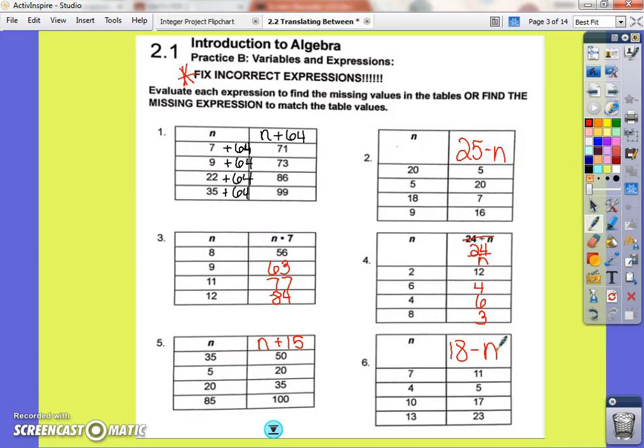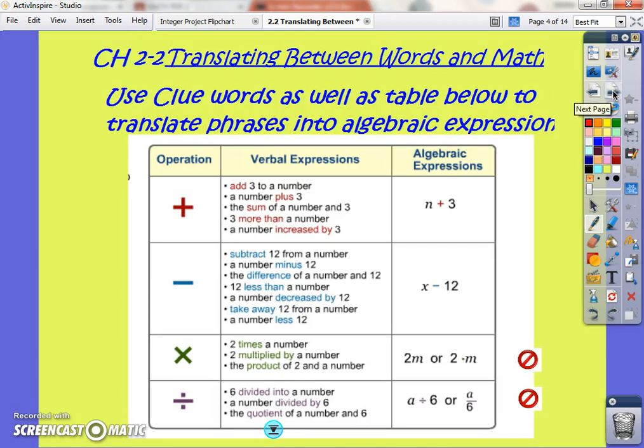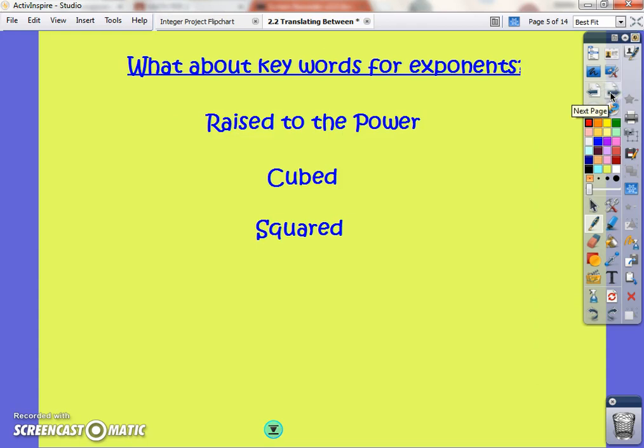Okay. You could keep going with this, but we are moving into 2-2 as well today, and that is translating between words and math. I just posted some clue words to remind yourself of different words that stand for addition, subtraction, multiplying, and dividing. Some of these we have heard a lot already. And keywords for exponents: raised to the power, cubed, or squared. Cubed is when you have an exponent of 3, and squared is when we have an exponent of 2. Think of a 3D figure and a 2D figure, a cube and a square.